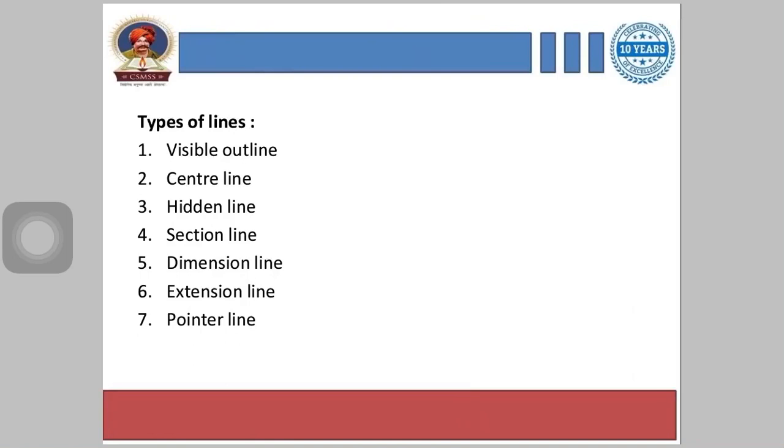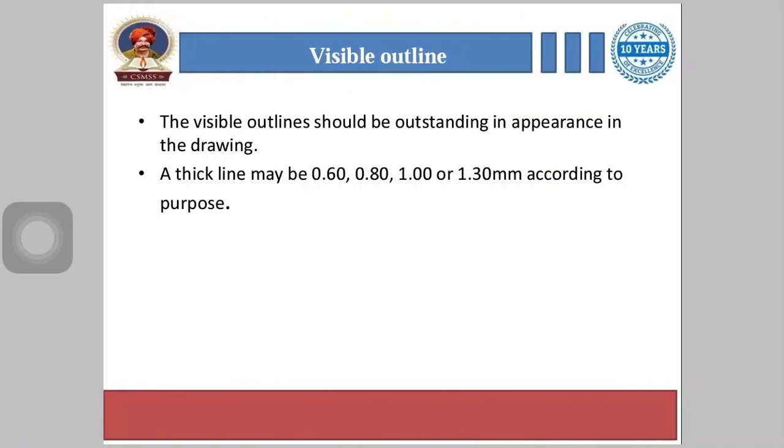First is visible outline, second one is center line, third is hidden line, fourth is section line, fifth is dimension line, sixth one is extension line, seventh is pointer line. First we will see about the visible outline. The visible outlines should be outstanding in appearance in the drawing, and a thick line may be 0.60, 0.80, 1 or 1.30 mm according to the purpose.